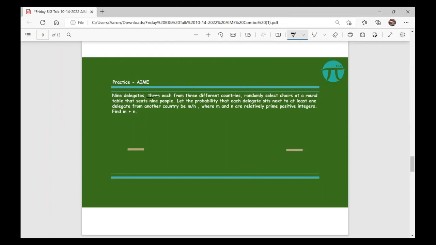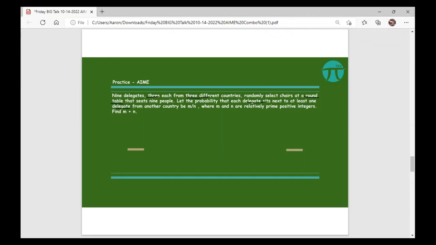So there are three delegates from three countries, and they're choosing chairs around a round table. We want to find the probability that each delegate sits next to at least one delegate from another country. So, first of all, we're going to use complementary counting and PIE, just like the last problem. So we can consider the delegates indistinguishable. Yes, I know that usually you consider humans distinguishable, but it doesn't really matter. They're just different countries.